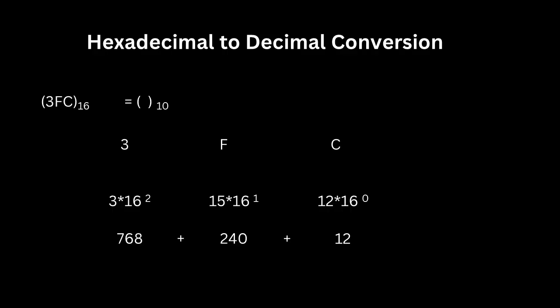Add the results together. 768, 240, 12. So, 3FC in hexadecimal is equal to 1020 in decimal.